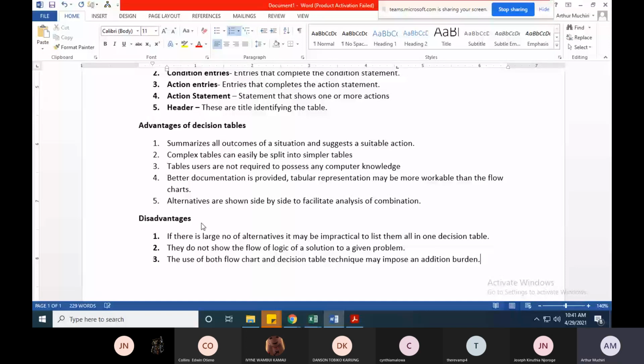That is very true. Of course, now, if you are trying to draw these two, maybe a decision table and a flowchart, it can really be tiresome, and it can be such a burden. Okay.